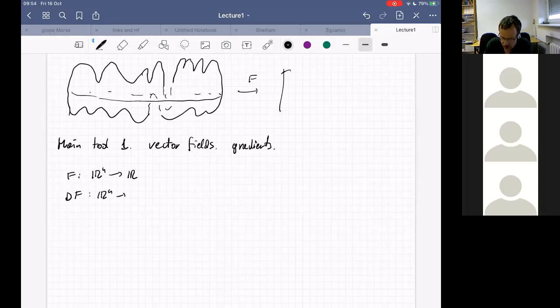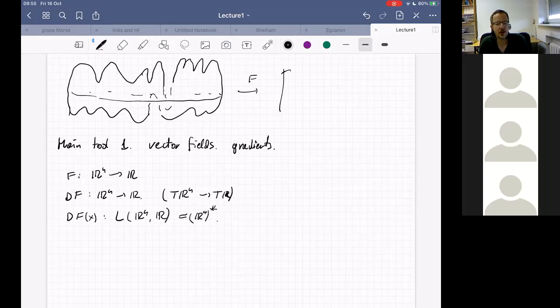Well, you normally write going from Rn to R, but actually df of x, sorry, the derivative is from Rn to R, or if you prefer, from the tangent space to Rn to the tangent space of R. df of x is a linear map from Rn to R, which is the same as the dual space to Rn.